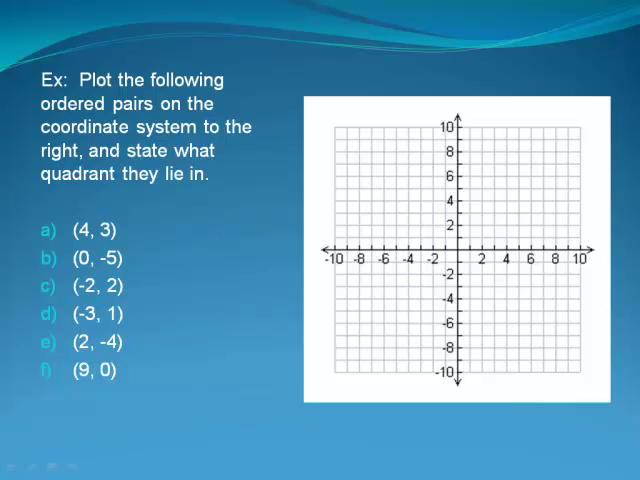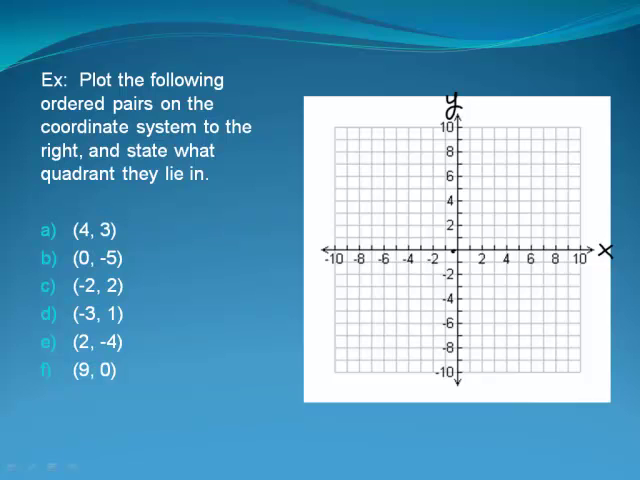So let's do an example. I have a Cartesian coordinate system written on the right-hand side. Again, for our purposes, we will always assume that the horizontal axis is x and our vertical axis is y. We want to plot the following ordered pairs on the coordinate system to the right and state what quadrant they lie in.